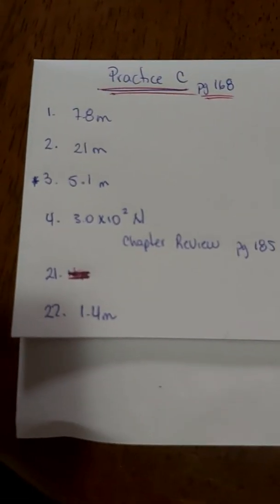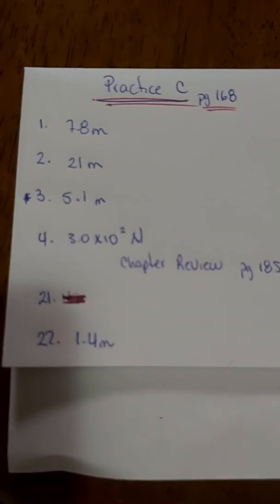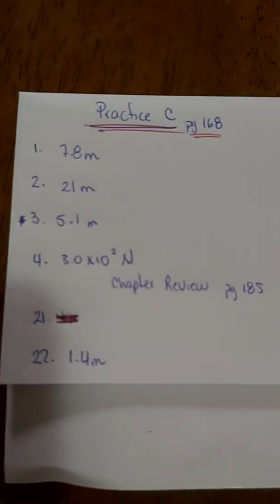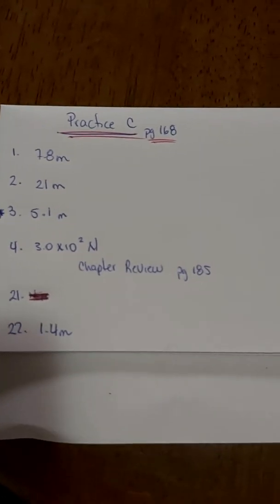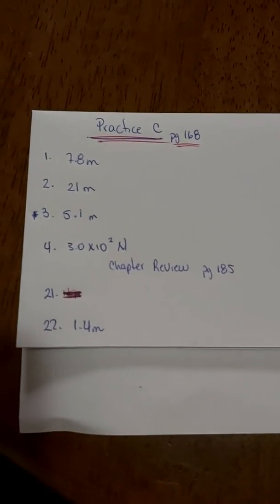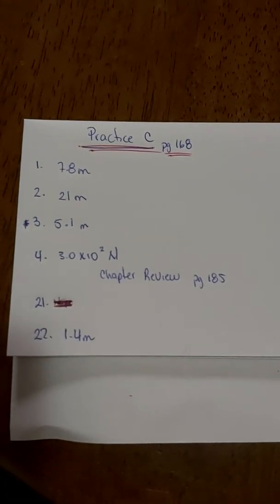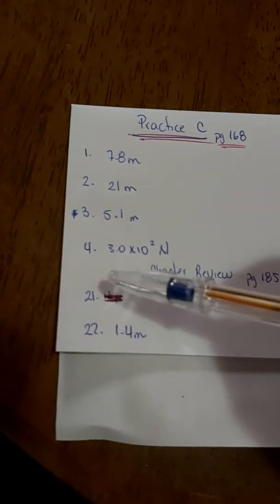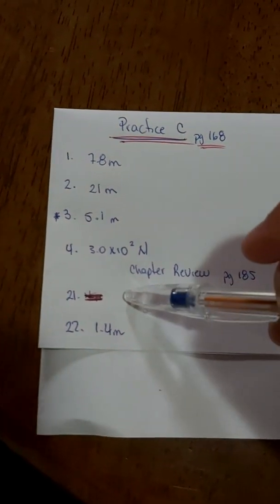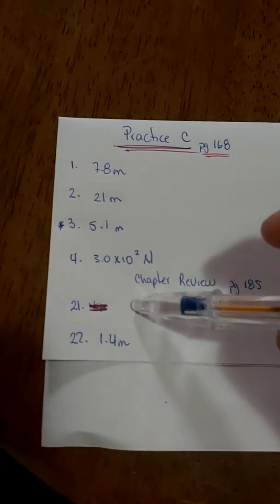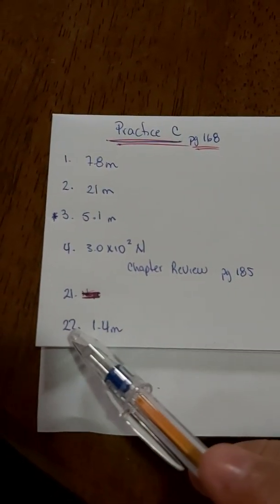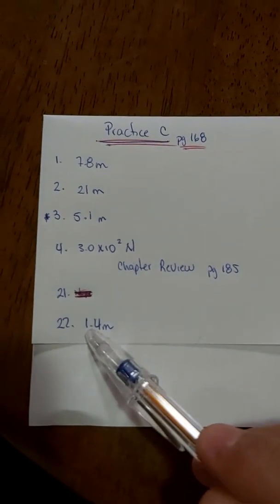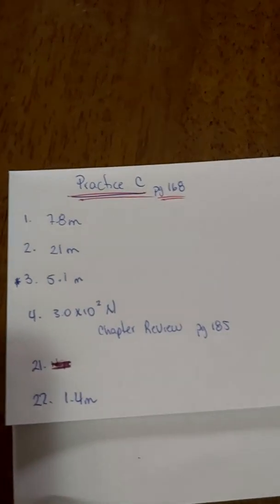So the solutions for practice C are the following. For number 1, 7.8 meters, you're going to have to find distance. For number 2, 21 meters. Number 3, again, we're going to do it together. Number 4, 3.0 times 10 to the second power newtons. Number 21, you're not going to do it. For some reason, I don't understand why they did it in practice C. 21 is actually for practice D. We're going to be doing it in the next practice. And problem 22 is equal to 1.4 meters. Okay, so that's it.